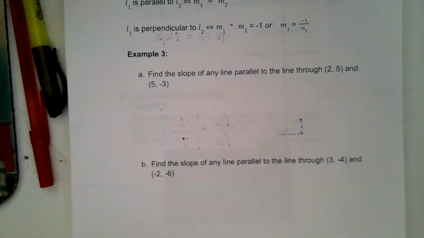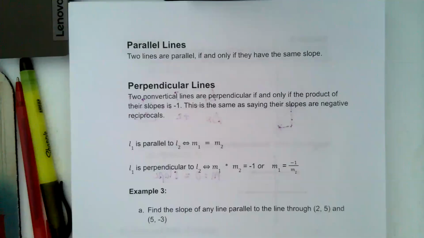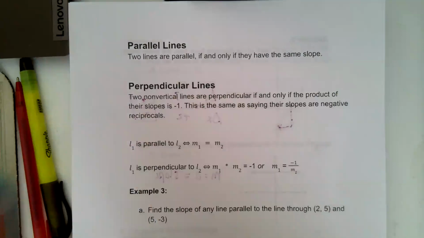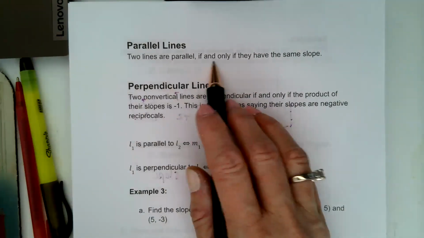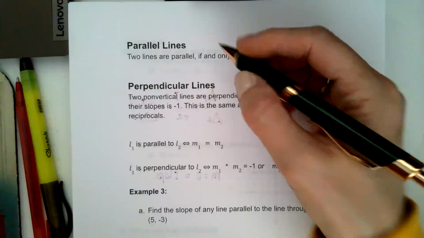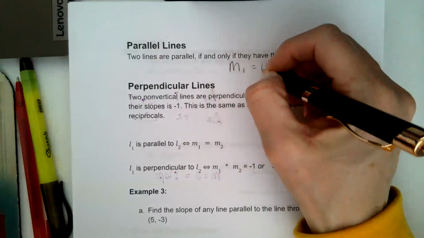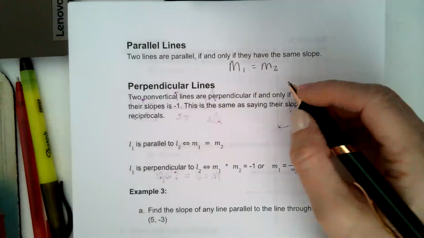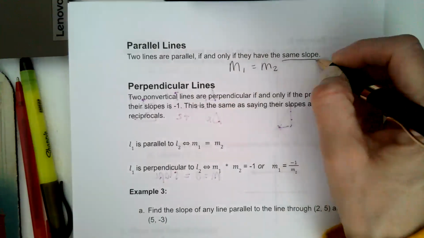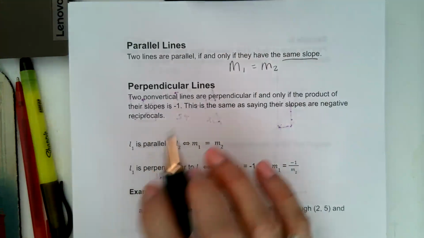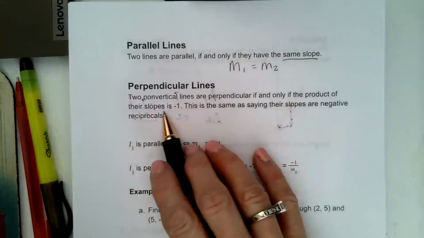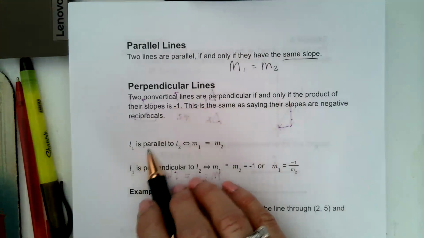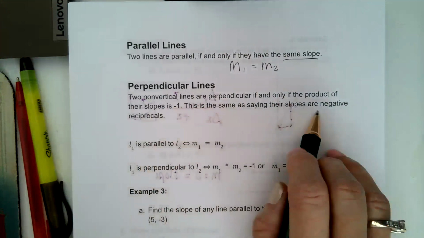Okay. So there are some special lines that we are going to learn about. One of them is a set of parallel lines. Parallel lines are special because they have the same slope. So M1 equals M2, identical slope. Perpendicular lines are a little bit different. Two non-vertical lines are perpendicular if and only if the product of their slopes is -1. This is the same as saying their slopes are negative reciprocals.